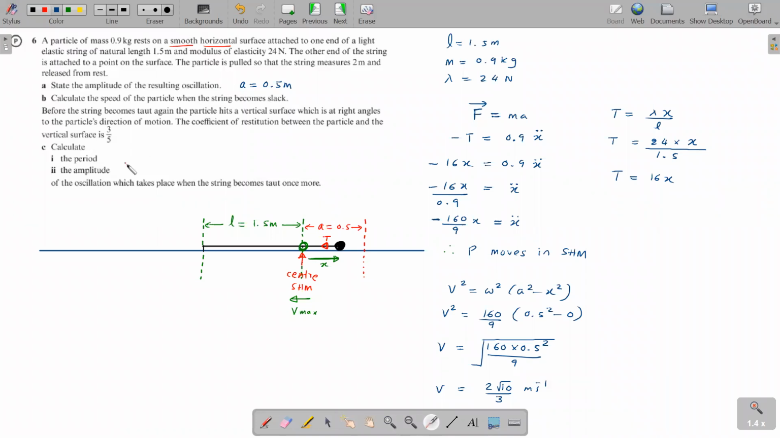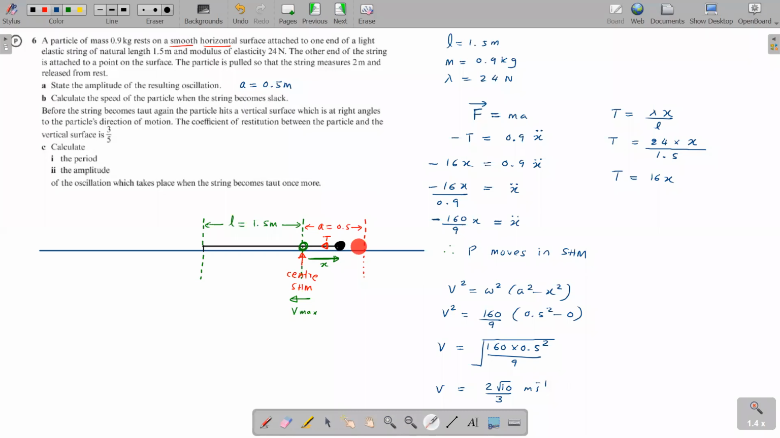Okay, so the next part. Before the string becomes taut again, the particle hits a vertical surface which is at right angles to the particle's direction of motion. Now, where does the string become taut again? At this point, we found the speed when the string becomes slack, right? Guys, are you with me? And this is the place where the string becomes slack. So where will the string become taut again?